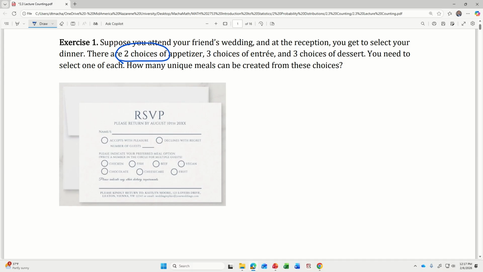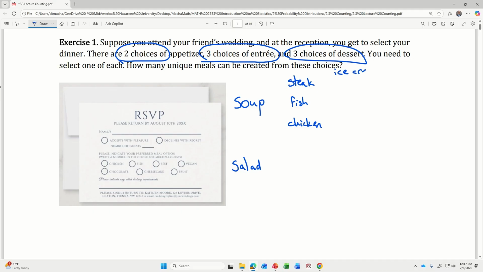What should my two appetizer choices be? You normally choose from soup and salad maybe? Three choices of entree. So what entrees could we have? Steak, fish, chicken, and three choices of dessert. So maybe the desserts are ice cream, pie, and cake. Obviously cake, it's a wedding.